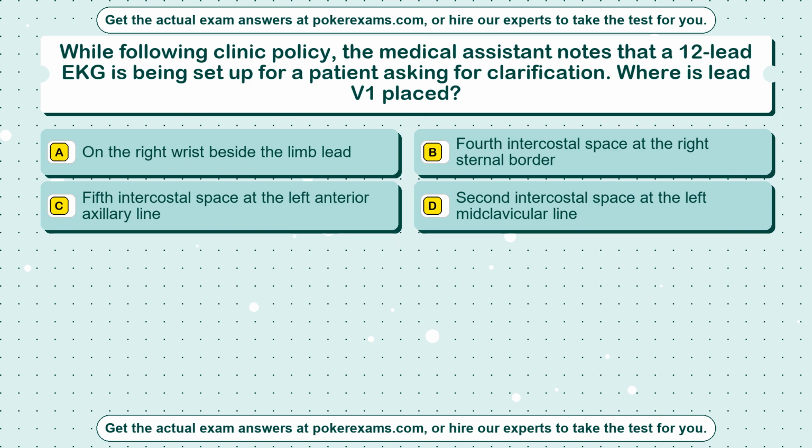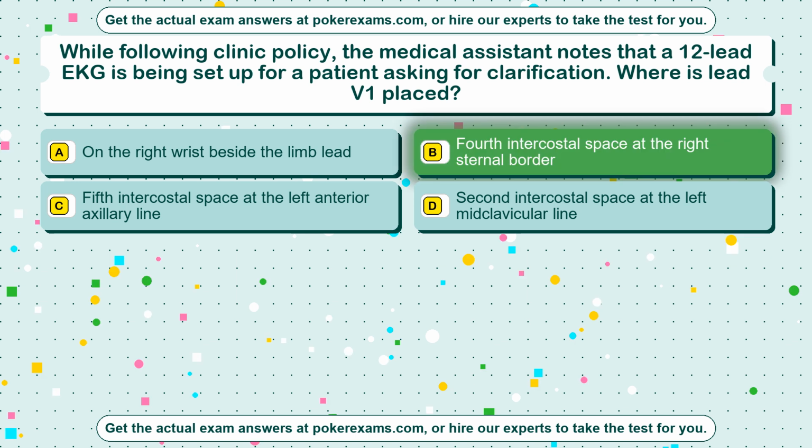Question 33. While following clinic policy, the medical assistant notes that a 12-lead EKG is being set up for a patient asking for clarification. Where is lead V1 placed? Option A, on the right wrist beside the limb lead. Option B, fourth intercostal space at the right sternal border. Option C, fifth intercostal space at the left anterior axillary line. Option D, second intercostal space at the left midclavicular line.